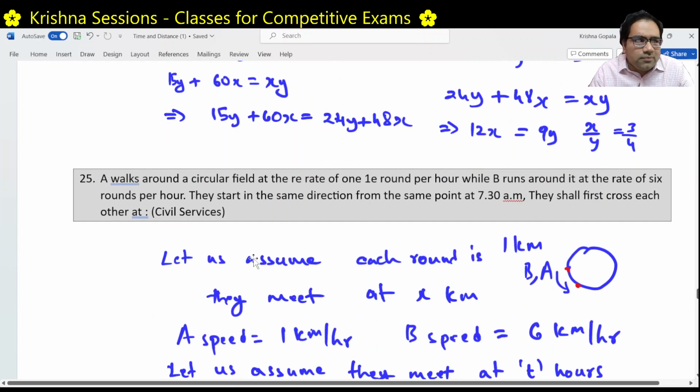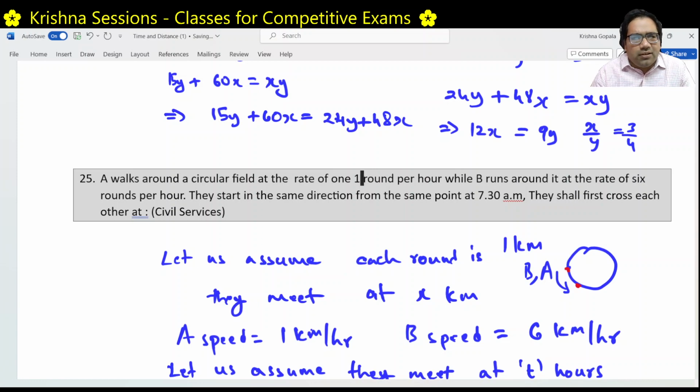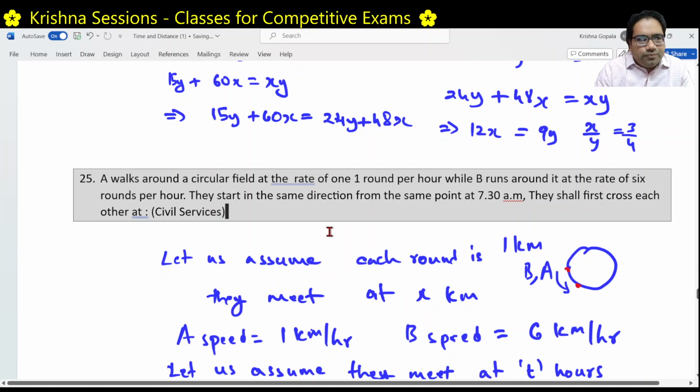Okay, next one. A walks around a circular field at the rate of one round per hour, while B runs around it at the rate of 6 rounds per hour. They start in the same direction from the same point at 7:30 a.m. They shall first cross each other at? Very good. This is an interesting problem. Please listen to it carefully.